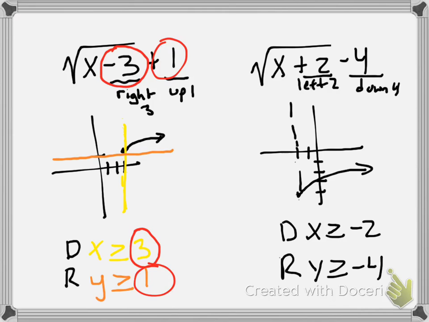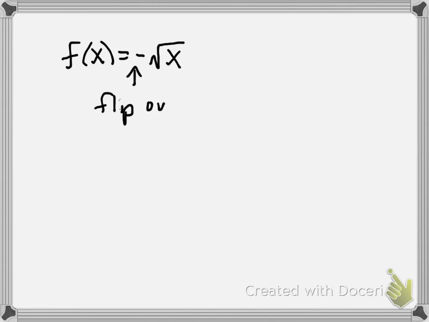So let's look at some of these other ones. If you need anything from the screen, go ahead and get it. Alright. The only other thing you really have to worry about other than going left, right, up, and down is, we'll look at a very basic one, a negative square root of x. What that does, that negative, all it does is it's going to flip over the x-axis.